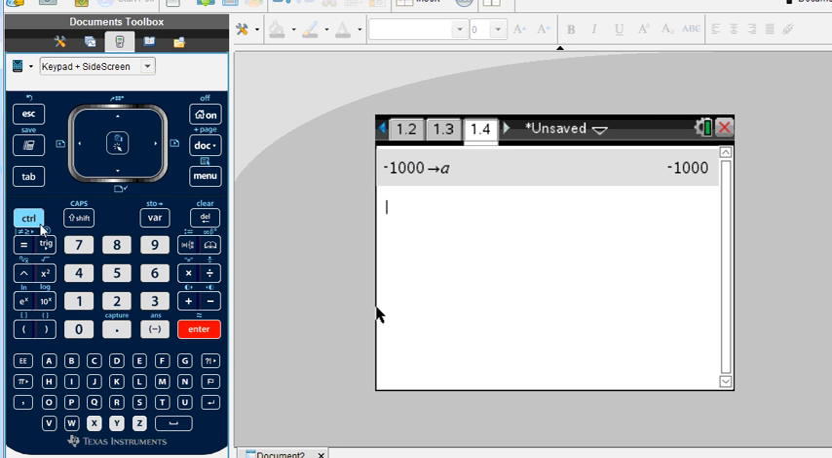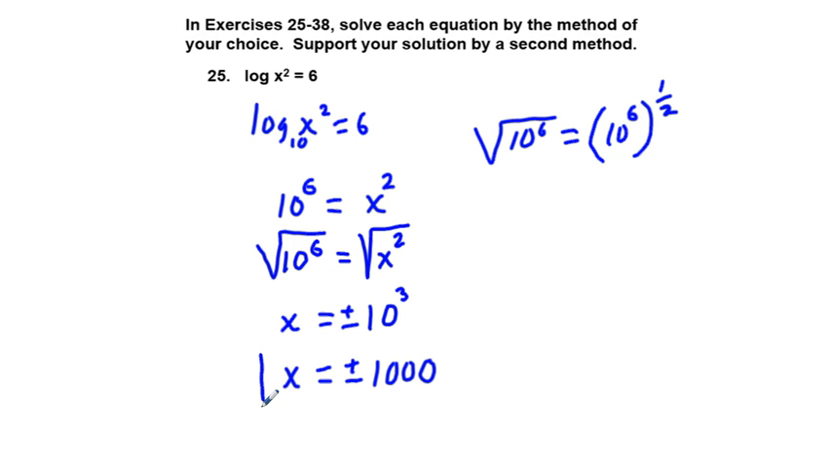So we're going to use the expression, which is log base 10 of a squared, right? So I'm going to put a, and a we stored as negative 1,000, and we should get 6, which we do. And if we did the same thing with 1,000 for a, we would get the same thing. So we're going to box in our answer as correct: x equals plus or minus 1,000.